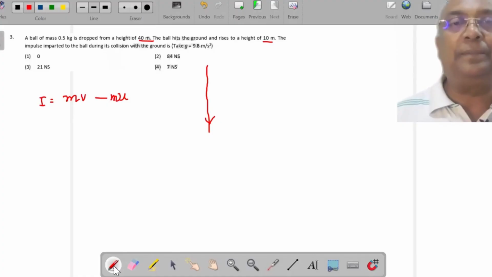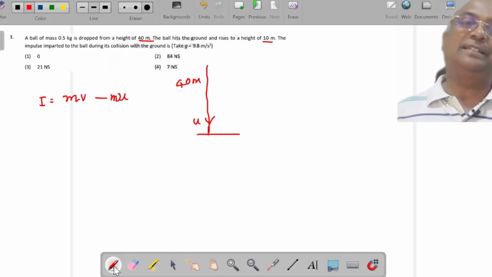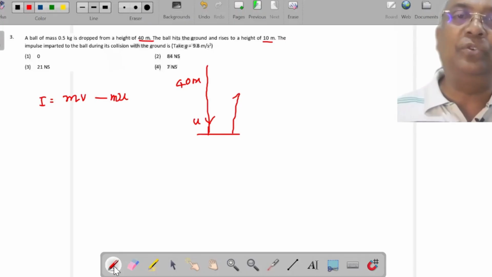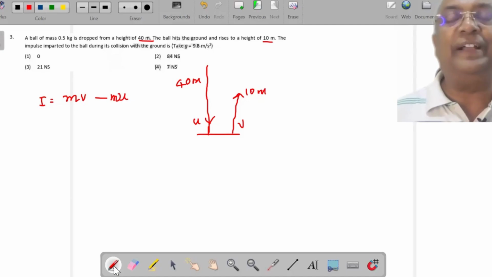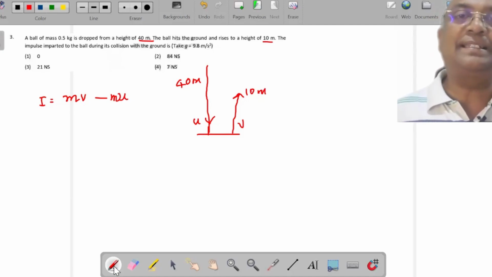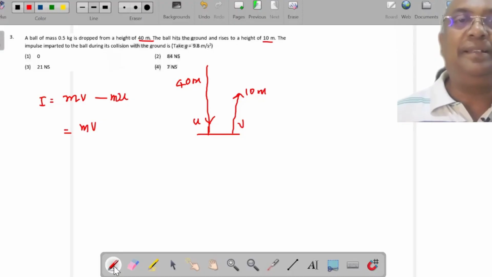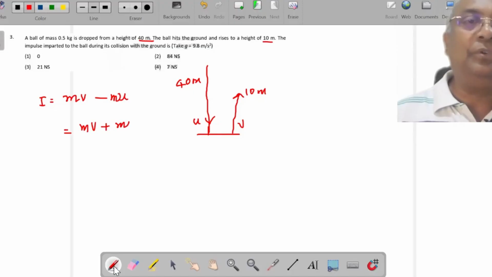The ball comes down from a height of 40 meters, so it hits with a velocity taken as u, the initial velocity. Then it jumps back up to 10 meters. The velocity with which it reflects is called the final velocity. So you can take this as plus y and this as minus y. So it is plus mv minus of minus mu, that is plus mu. Taking m common, you get m times (v plus u).